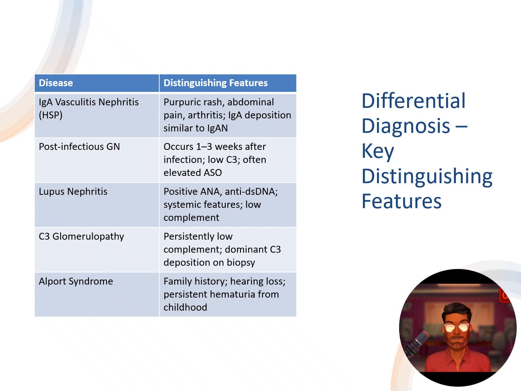Alport syndrome, which does have the macroscopic hematuria and can be exacerbated during infections, but there's oftentimes a family history. It also comes with hearing loss, as well as vision loss, depending on the inheritance and the mutation.